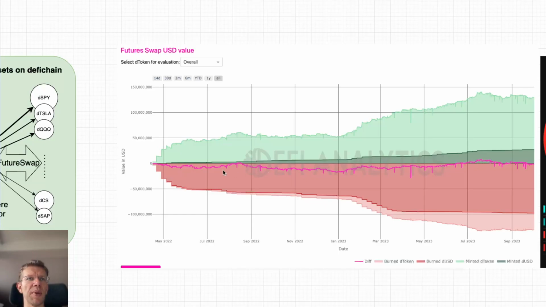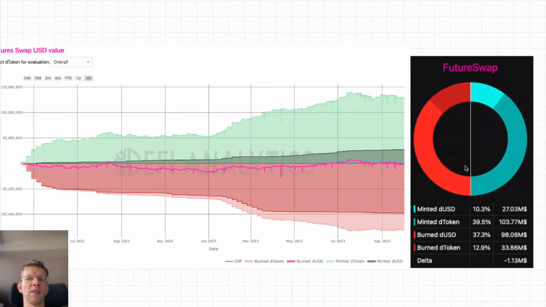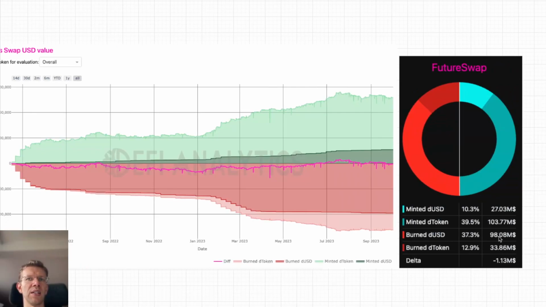Here we see now, even though the overall value of burned and minted tokens is fluctuating a lot and really going up and up and up, because over time it burns and mints, it still means that the delta is basically flat around the zero. And if you look at the numbers, if you take for example the minted DUSD versus the burned DUSD, we have around 70 million netto burned DUSD compared to the dTokens. And compared to that, we have a delta of minus $1 million.